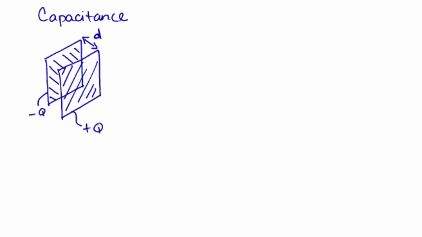Here we have two parallel plates that are separated a distance d apart. From chapter 21, we found that the electric field between the two plates is equal to the surface charge density over the permittivity of free space, epsilon naught. Now recall that surface charge density is the charge over the surface area, A.